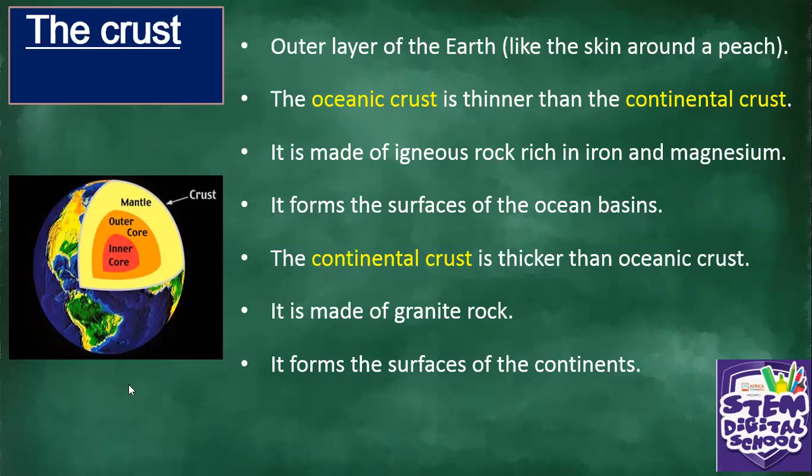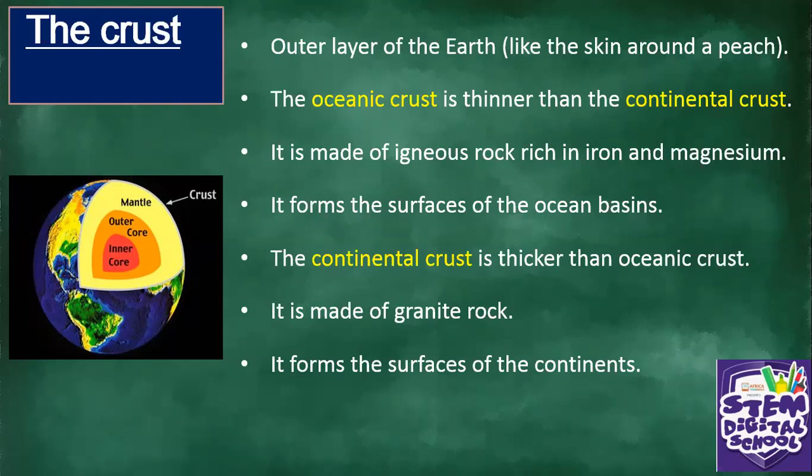The oceanic crust is thinner than the continental crust. It is made of igneous rock rich in iron and magnesium. It forms the surfaces of the ocean basins. The continental crust is thicker than oceanic crust. It is made of granite rock. It forms the surfaces of the continents.